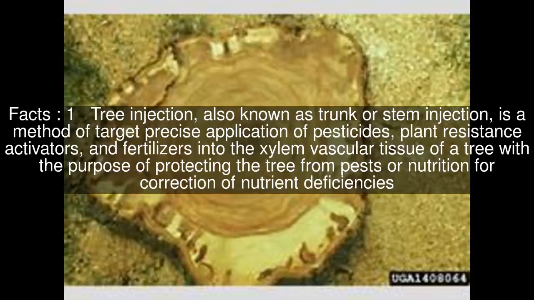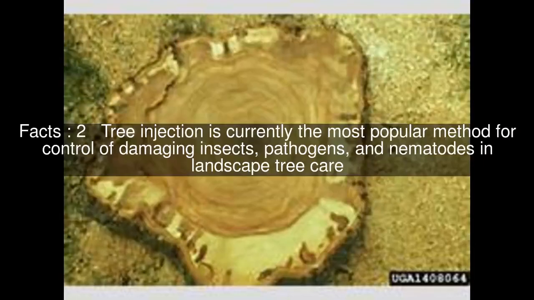Tree injection, also known as trunk or stem injection, is a method of target-precise application of pesticides, plant resistance activators, and fertilizers into the xylem vascular tissue of a tree with the purpose of protecting the tree from pests or nutrition for correction of nutrient deficiencies. Tree injection is currently the most popular method for control of damaging insects, pathogens, and nematodes in landscape tree care.